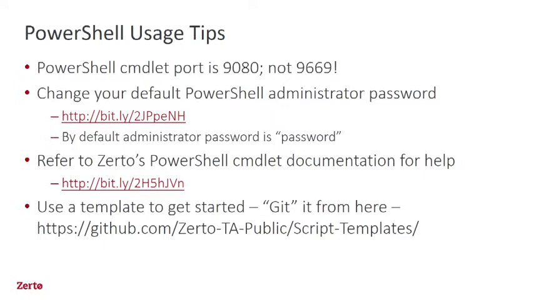So some usage tips. These are the things that typically waste the first half of my day after I haven't programmed for a while. Everything Zerto does is typically 9669 except for the PowerShell API. It's 9080. That's usually the first thing that gets me.